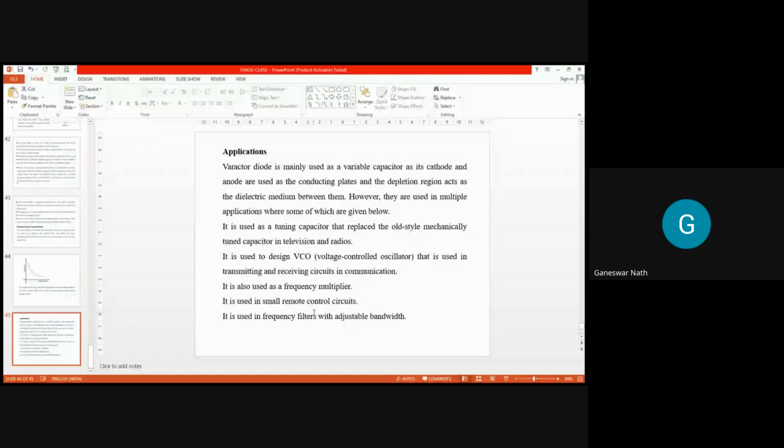We can also use it in remote control circuits, and it is used as a frequency filter with adjustable bandwidth. Frequency filter means that when different types of noise or signals are coming, it allows only one particular frequency to pass through for the proper operation of the instrument. That is why the variable diode capacitor or varicap is used in most modern instrument design. So this is all about the varicap, or variable capacitor.